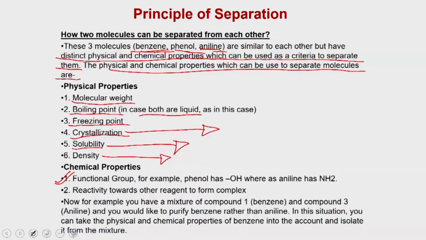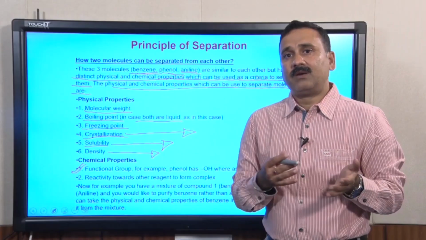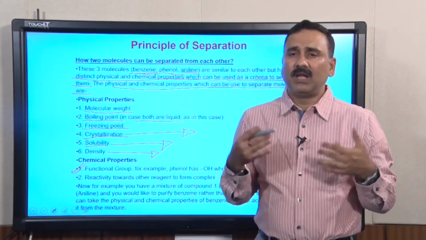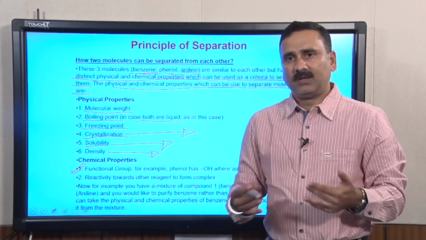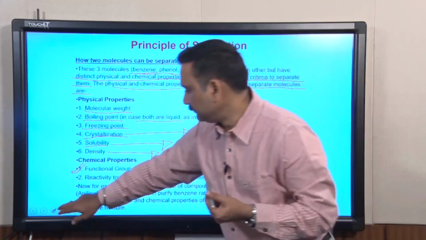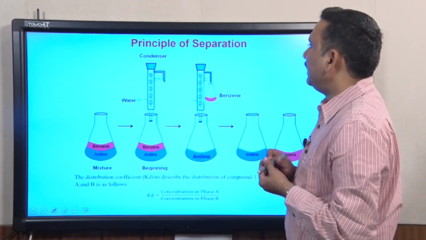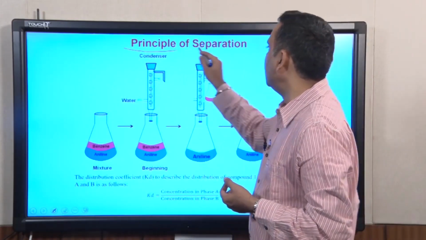And at the end we also can exploit the biological properties. The biological properties are mostly associated with either the DNA or the protein, which are biological in nature, the molecules, and that we will discuss in detail in the subsequent lectures. So, let us see a clear example of how you can do a separation.